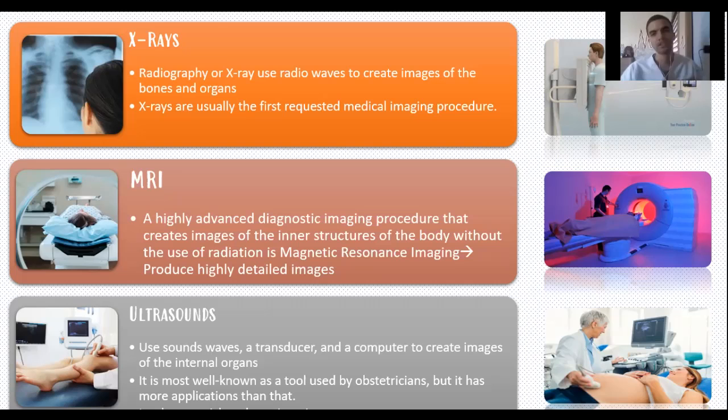We can mention an example of them. We have X-rays. Radiographies or X-rays use radio waves to create images of the bones and organs. X-rays are usually the first requested medical imaging procedure for the doctor. Another of them, we have MRI, a highly advanced diagnostic imaging procedure that creates images of the inner structures of the body without the use of radiation. It is also called magnetic resonance imaging and produces highly detailed images.